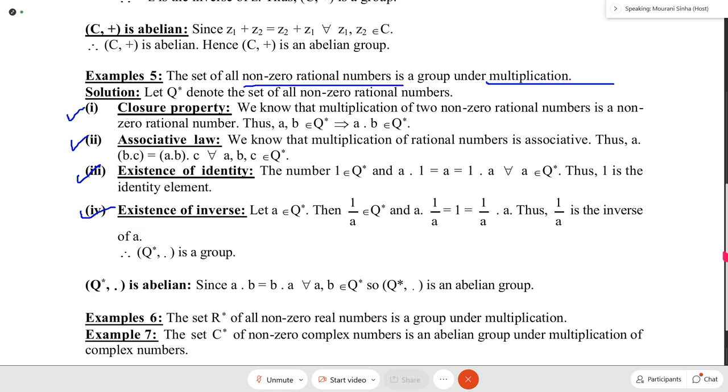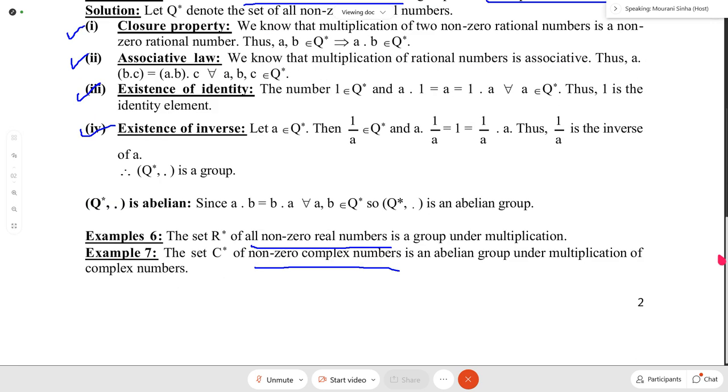Example 6, non-zero real numbers. Example 7, non-zero complex numbers. So these are all abelian groups. Okay, this is only group, this is abelian group. So just check on.